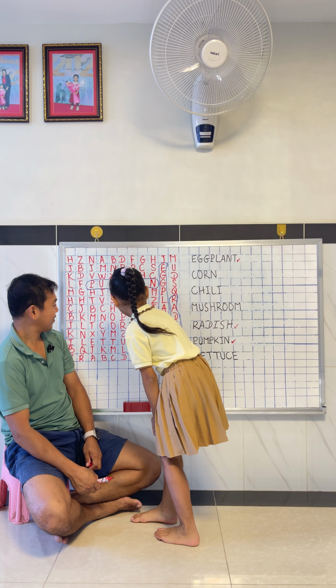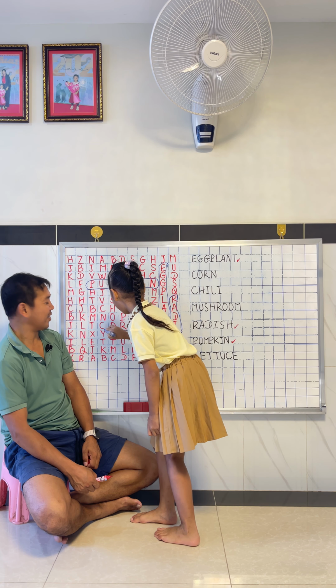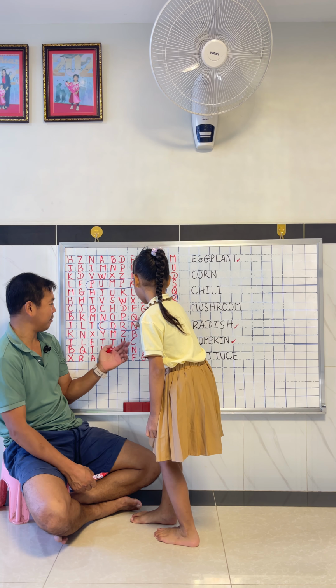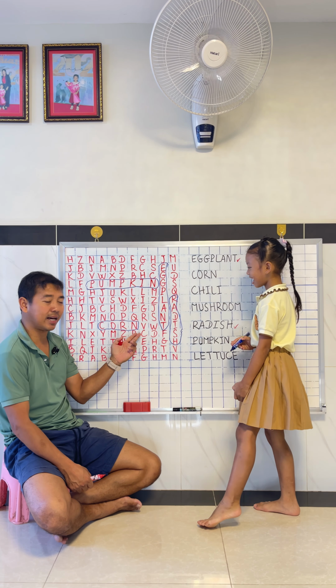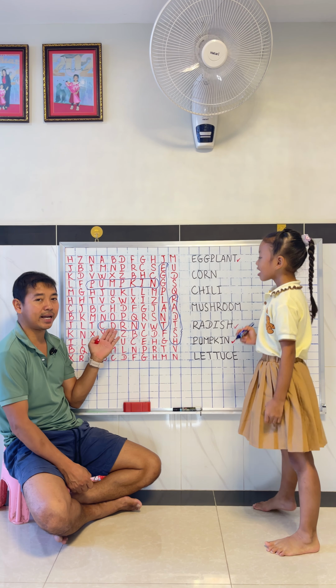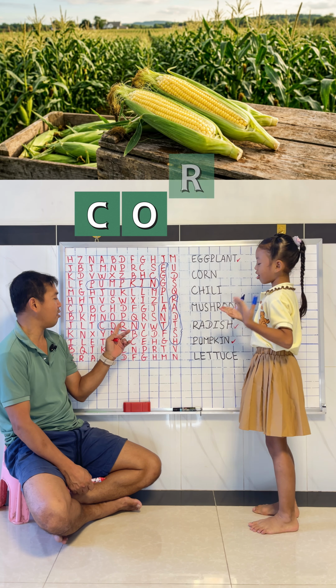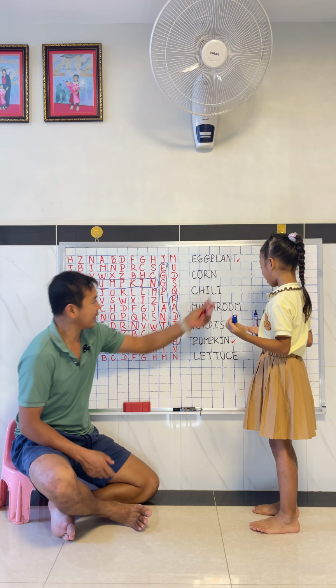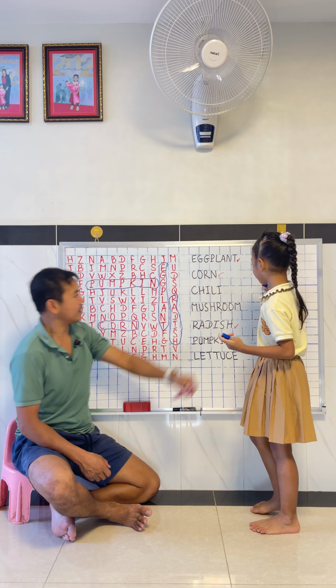Corn. Starts from letter C, finishes with letter N. So spelling corn again. C-O-R-N. It's a good vegetable.